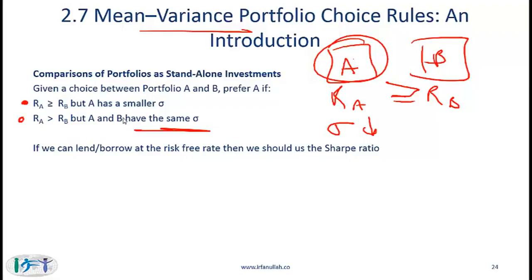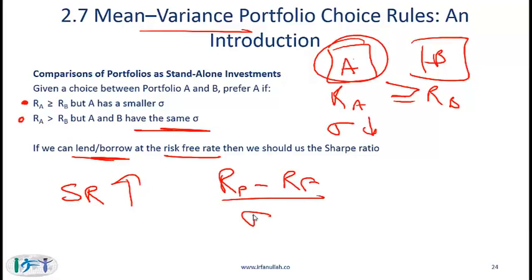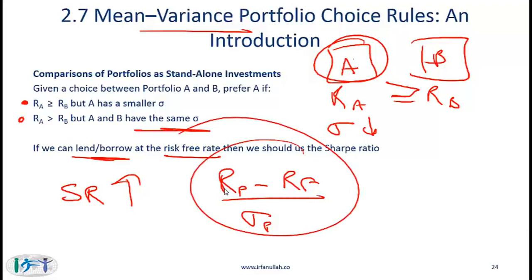So this is straightforward. If we now say that we can lend and borrow at the risk-free rate, then we extend this discussion by saying that instead of simply looking at the returns, we should look at the excess return, the return over the risk-free rate. And since you also need to consider risk, we should therefore look at the Sharpe ratio. So when you are evaluating standalone investments, A and B, you go with the investment that has the higher Sharpe ratio. And I'm sure you know the formula, but just to hammer it in, it's the return on a portfolio minus the risk-free rate divided by the standard deviation of the portfolio. One way of looking at it is saying that this is the excess return per unit of risk.